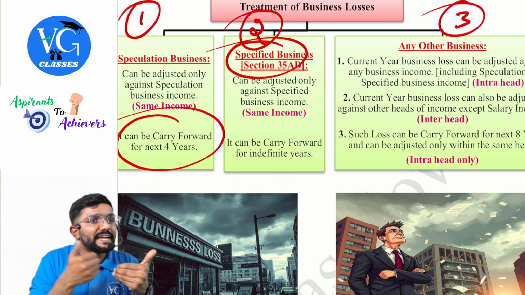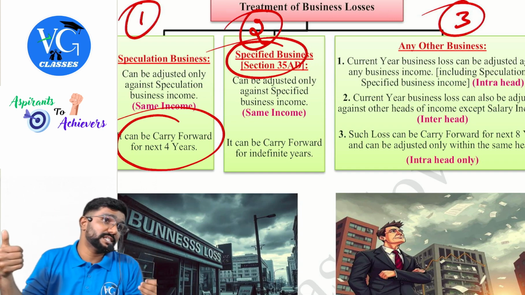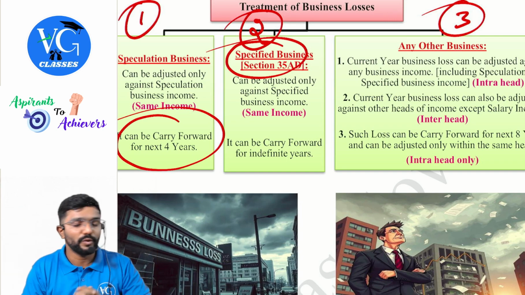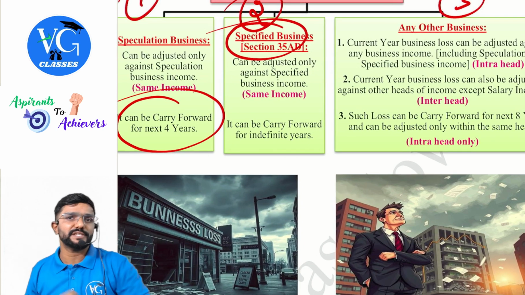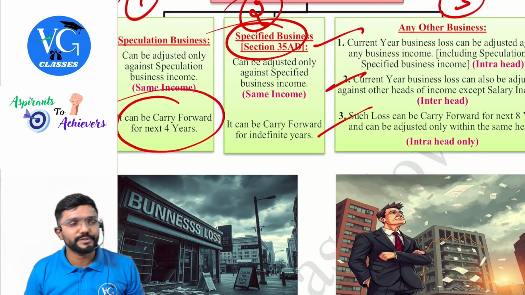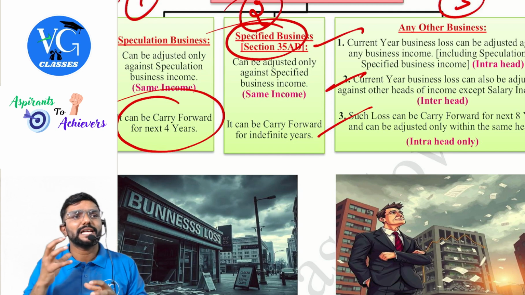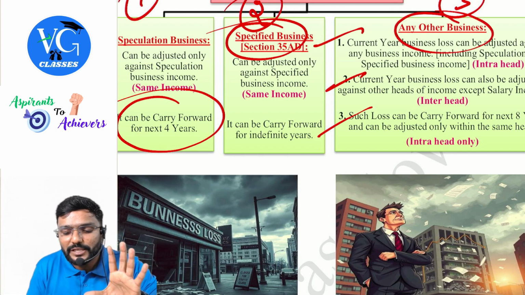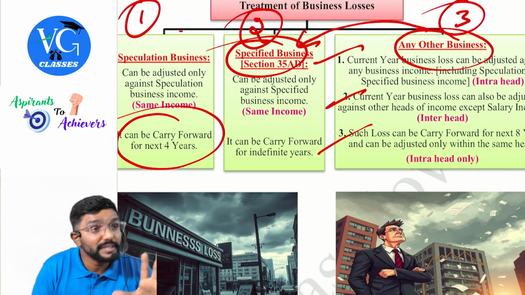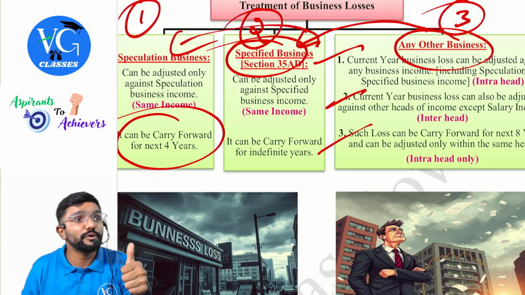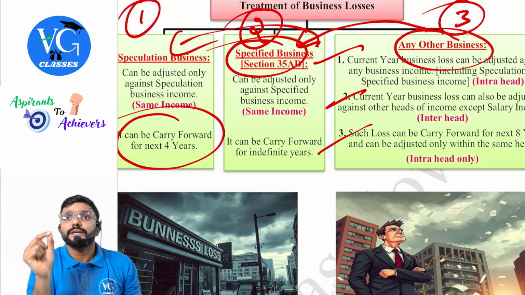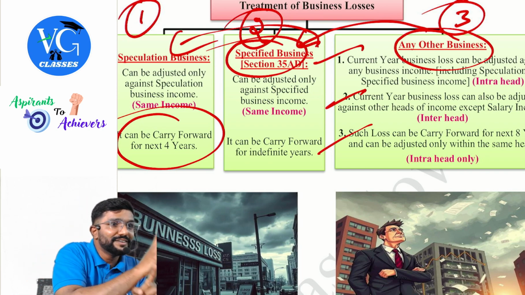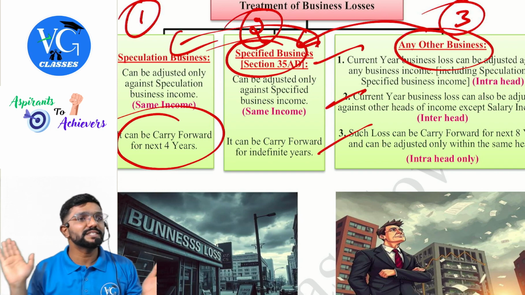Sir, loss from one specified business, can I adjust it against income from another specified business? Yes. Same way, loss from one speculation, can I adjust it against income from another speculation? Yes. Next, coming to any other business, guys, they have three options. If it is a current year business loss, adjust it within the same head against any business income. Can any other business loss be adjusted against specified business income or speculation business income? Yes, that is allowed, but vice versa is not allowed. I repeat, loss from other businesses can be adjusted against income from specified or speculation business, but the reverse is not allowed.